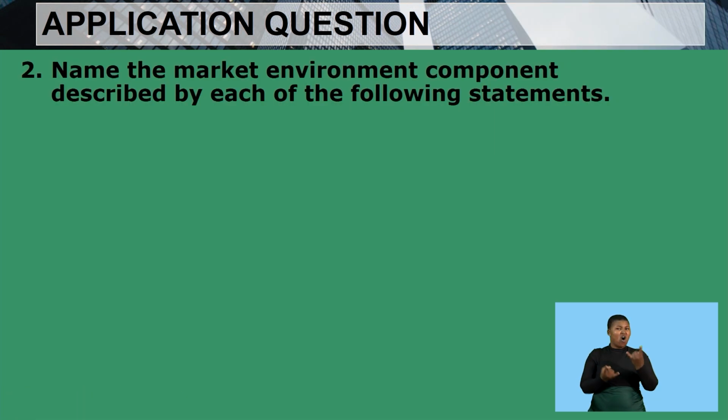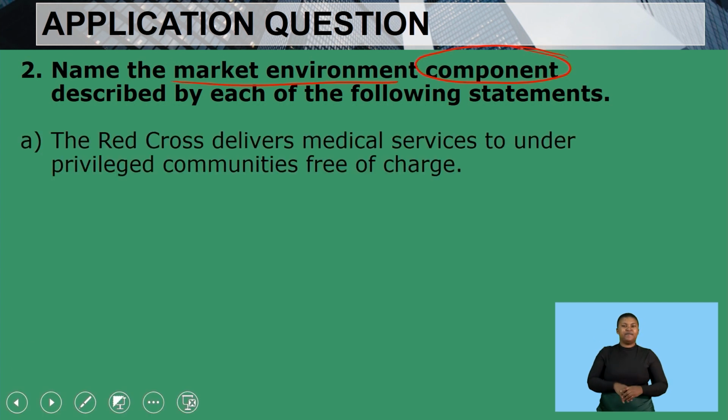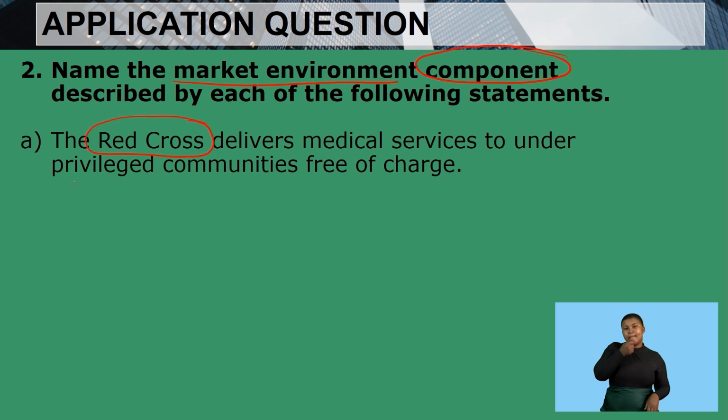Name the market environment component described by each of the following statements. So they tell us it's the market environment, so we can already start and think, is it the consumer, the supplier, what is it they are describing here? So let's take a look at the statements. The Red Cross, okay, so that is a specific organization's name, which is already a clue. The Red Cross delivers medical services to underprivileged communities free of charge.